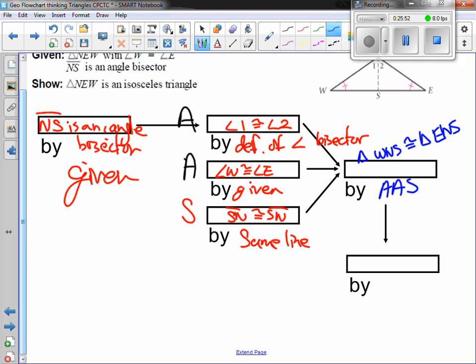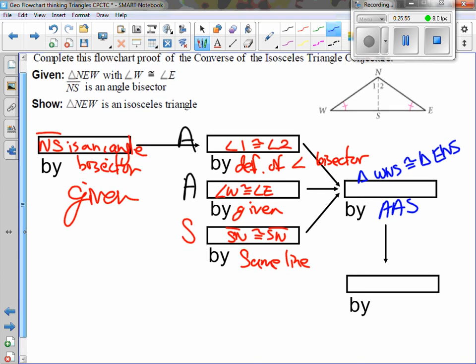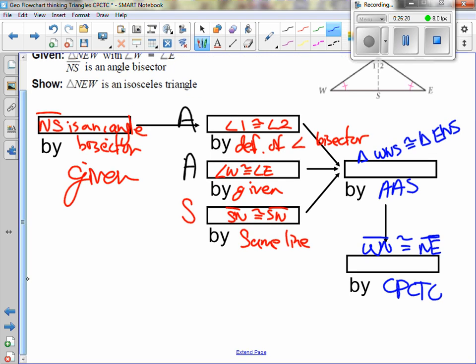So since that's true, we can say that any corresponding parts are congruent. So if it's supposed to be an isosceles triangle, I need what? Two sides that are congruent in the triangle, yes? So what sides can we say are congruent? NW is congruent to NE. By what? CPCTC. Awesome. Did we prove what we wanted to? We did, yes, because we have two congruent sides.